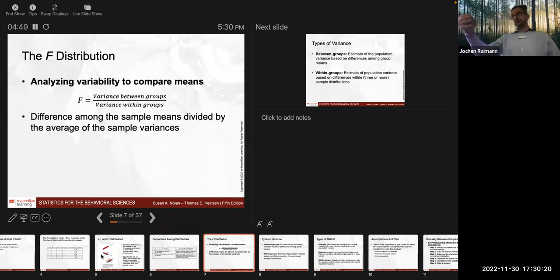And that you utilize to test, to interpret your F statistic. So it's the difference among the sample means divided by the average of the sample variances.